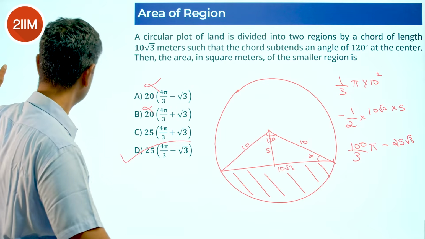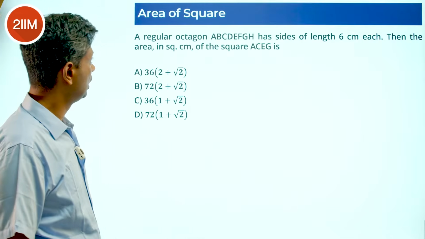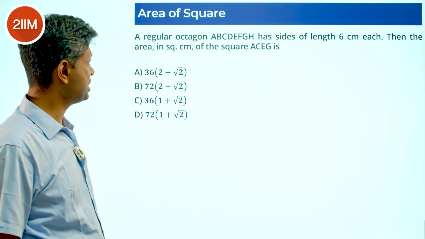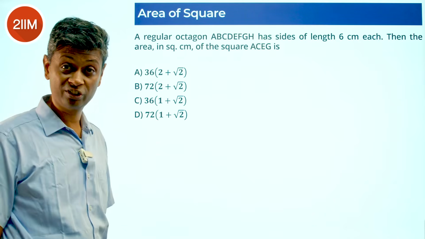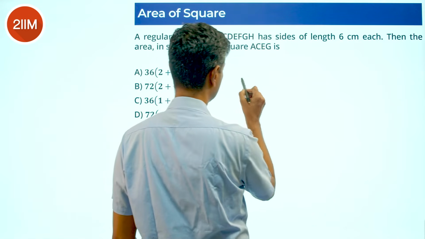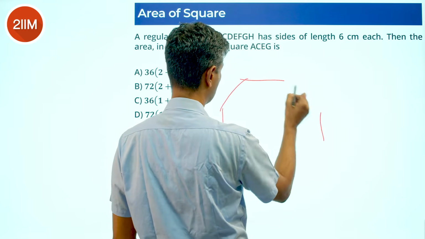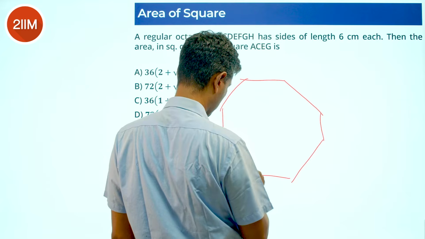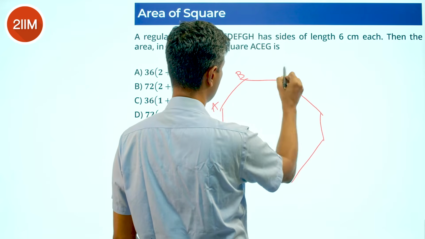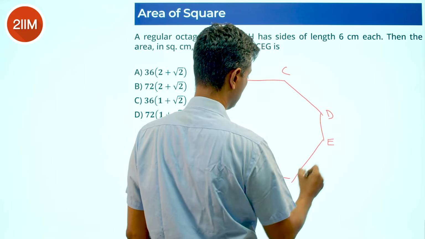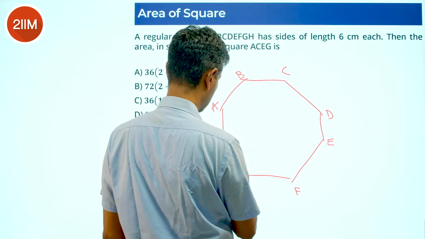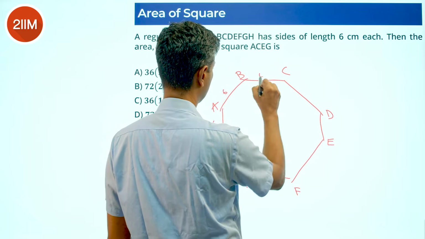Sector minus triangle. A regular octagon A, B, C, D, E, F, G, H has sides of length 6 centimeters each. Okay, nice, regular octagon. A, B, C, D, E, F, G, H. Each of these sides is 6.